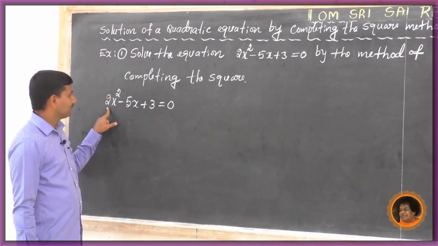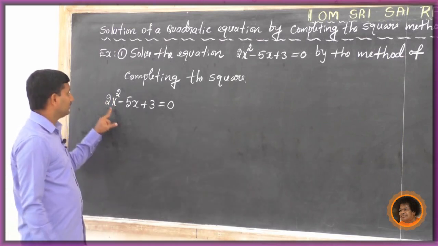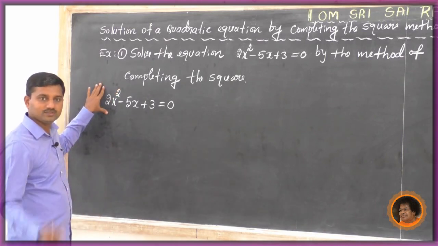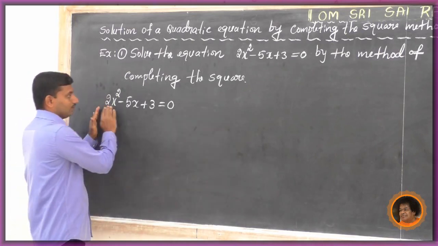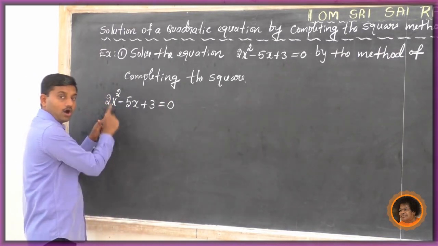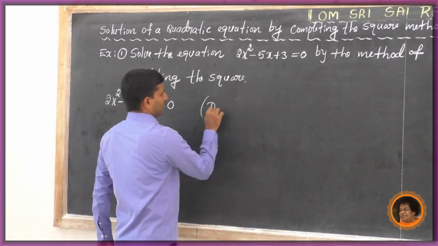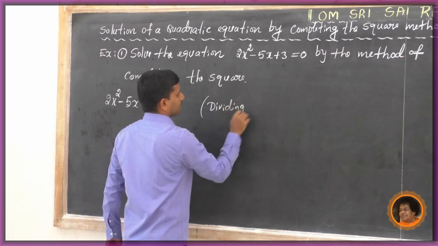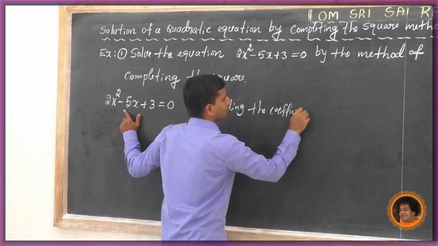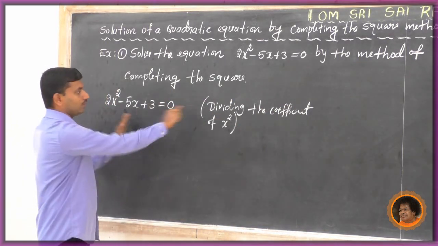So one more step is, if the coefficient of x square is not 1, so what is the coefficient of x square? Coefficient of x square is 2. There are two ways. The first one is either multiply by the coefficient of x square or dividing throughout by the coefficient of x square. So dividing by the coefficient of x square.